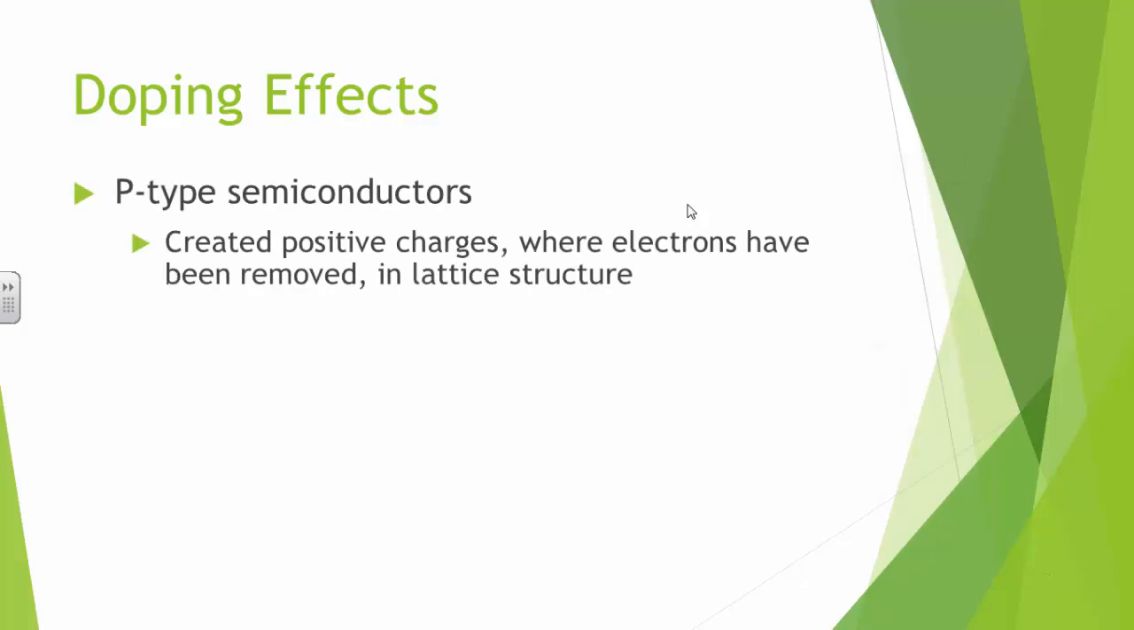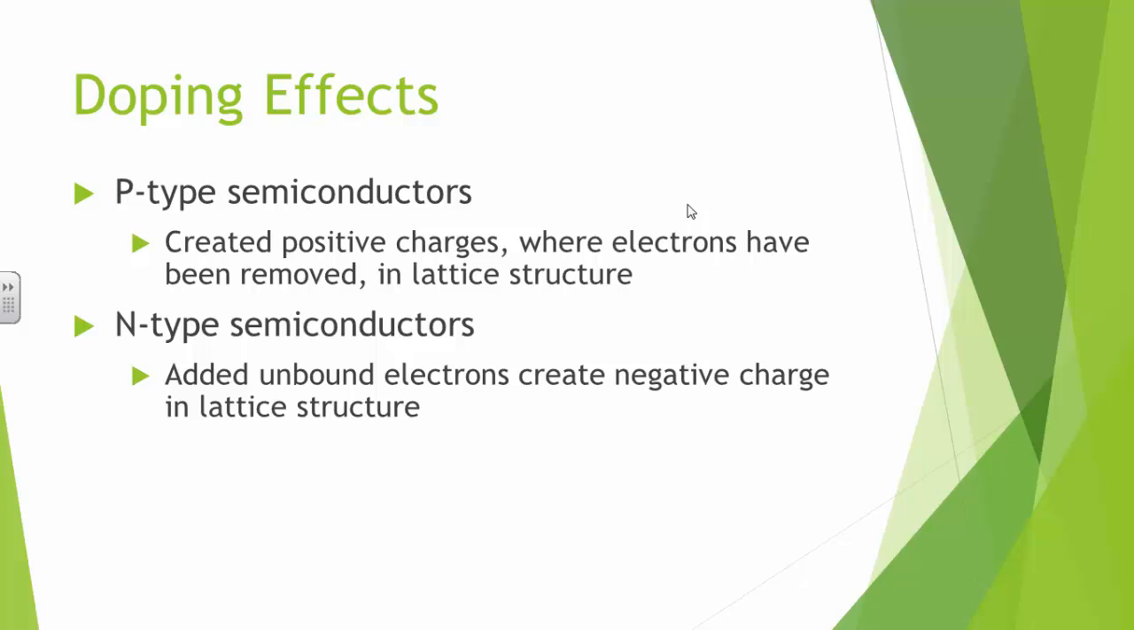So the effect of this doping: our P-type semiconductors have a few electrons removed from the lattice structure, and our N-type semiconductors have unbound electrons that have a negative charge in the lattice structure. You might remember this is closely related to the way electricity is conducted in metals.